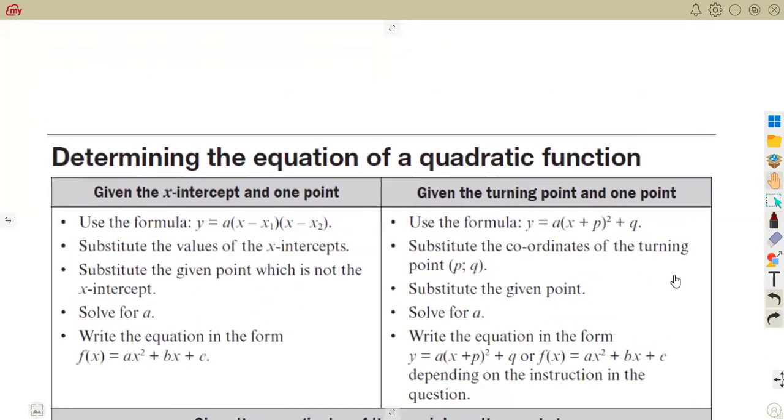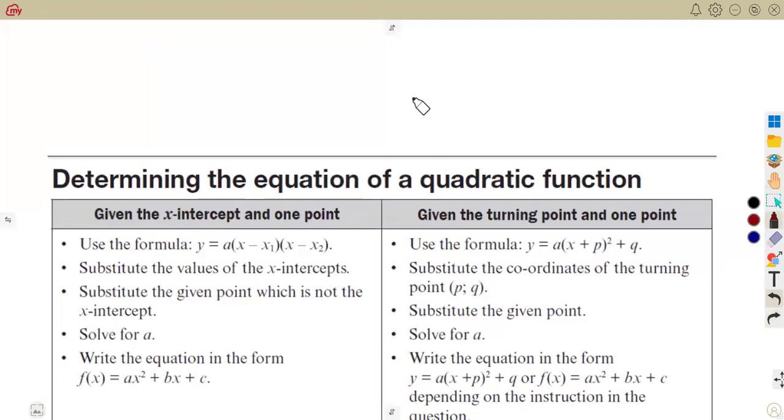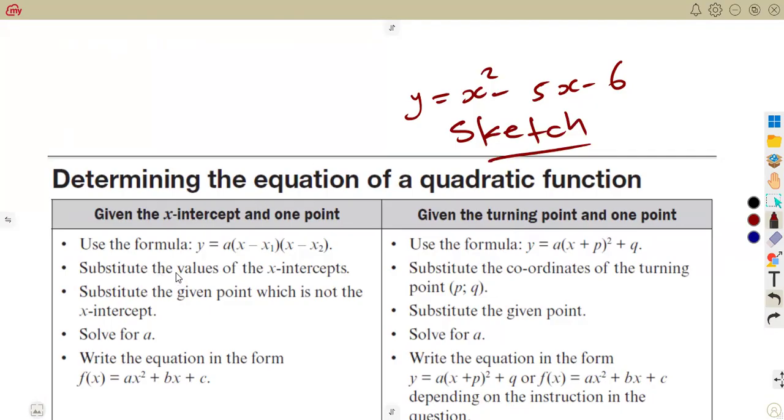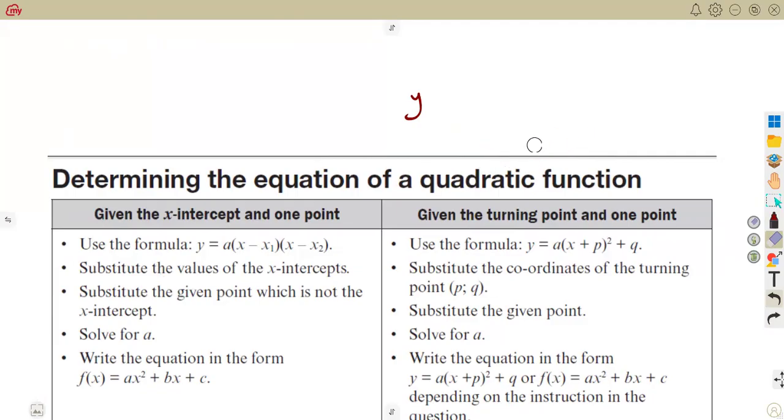Okay. Remember previously you were given y is equal to x squared minus 5x minus 6. Then you're asked to sketch this function. You know it's a quadratic function; already you can see it from the equation. Now they want you to have this equation given a function. How can we have this?